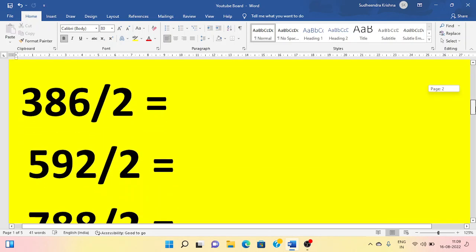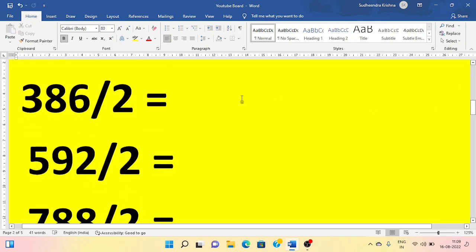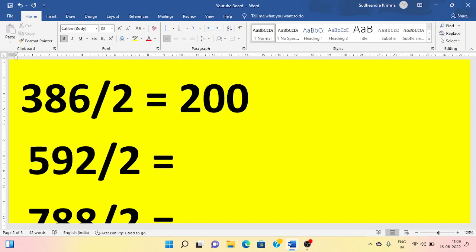For example, on your screen, you can see 386 divided by 2. If you see this 386, it is closer to 400. So instead of taking 386, I will take 400. So half of 400 is 200.